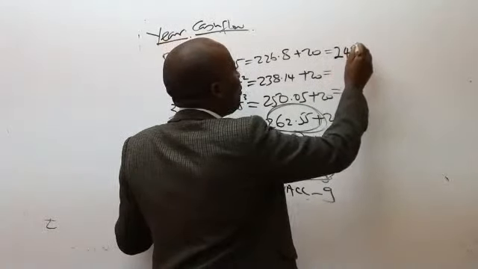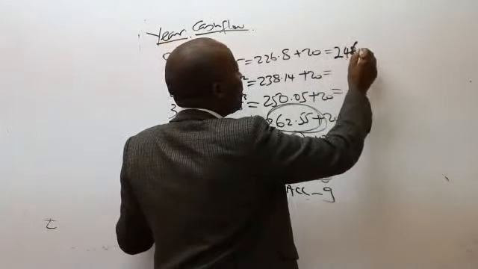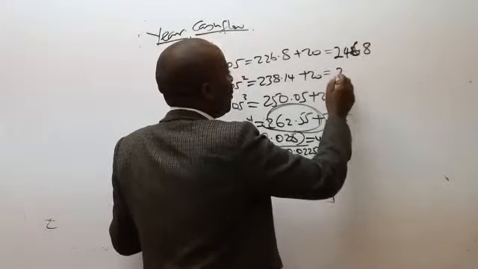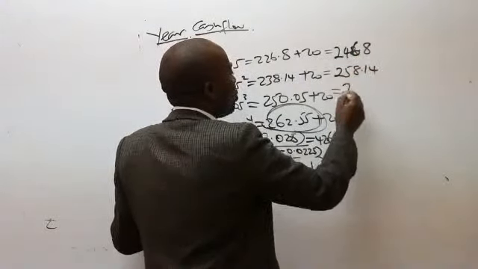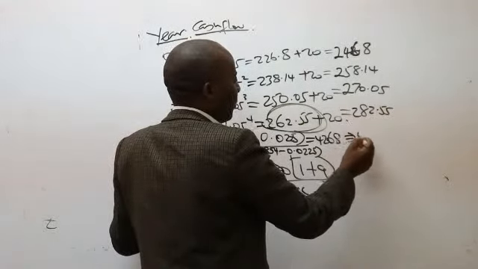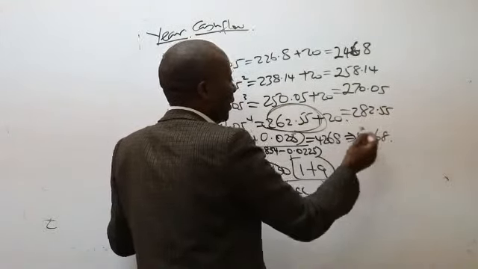Akigunda gives me 246.8. The second one will be 258.14. 270.05. 282.55. This one, of course, will remain the same. 4268, like that.